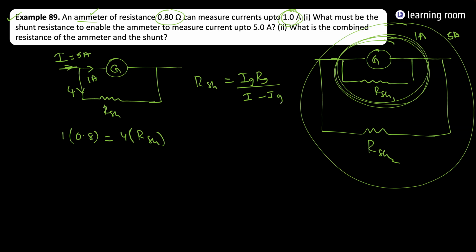Since the numbers are given, out of the 5 ampere which this ammeter is supposed to measure, 1 is going to the galvanometer and the remaining 4 is going to the shunt. So 1 into RG, that is 0.8, is equal to 4 into R shunt. So 4 will cancel with 0.8, giving 0.2. So this is what you got. R shunt is 0.2 ohm. You need to connect this amount of resistance in parallel to the original ammeter.